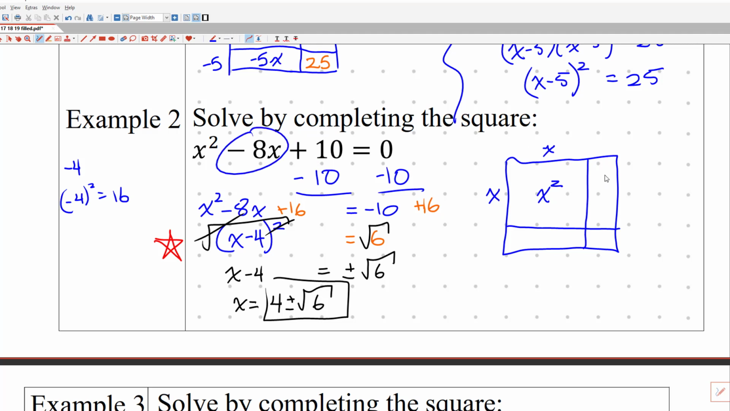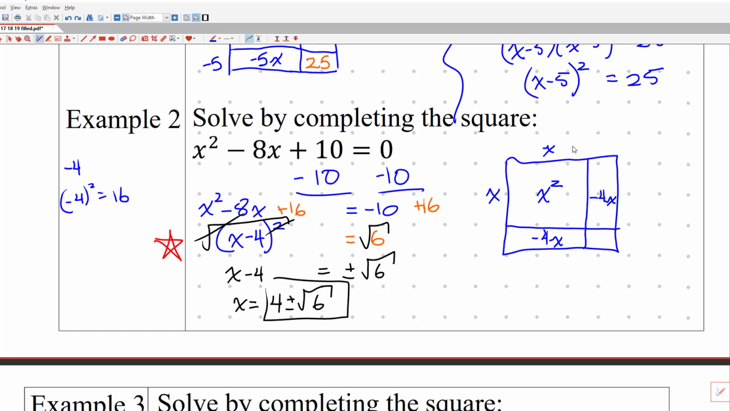That needs to be evenly divided between these two spots in order to make these two segments the same length. So that is the main reason why I'm taking half of the b term. Half of negative 8x is negative 4x, and I think you can all agree that this area here adds up to this area right here.